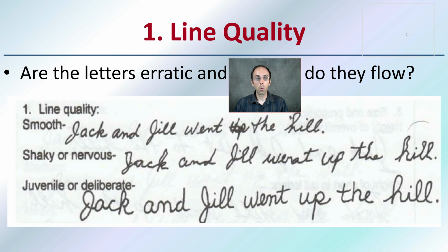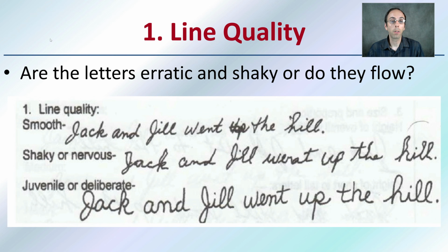Well, let's start with the first one. Look at line quality. Are the letters erratic? Are they shaky, or do they flow? You can see an example of smooth, shaky, or nervous, or juvenile, and or deliberate here. So these are just different line qualities to be looking at, the degree of smoothness, shakiness, or deliberate writing that the person may have done.